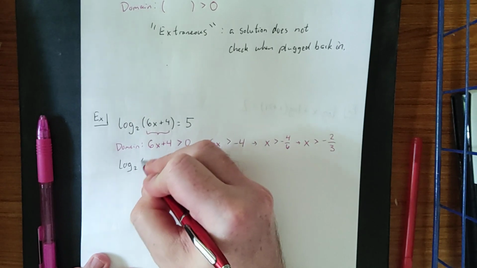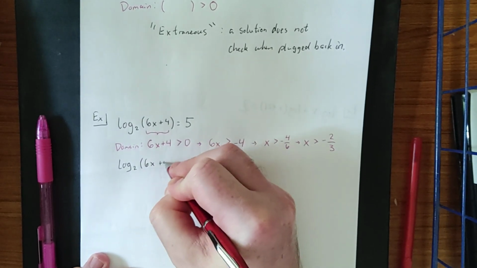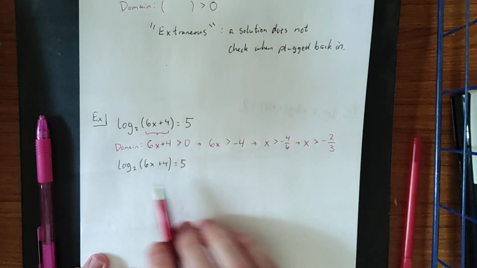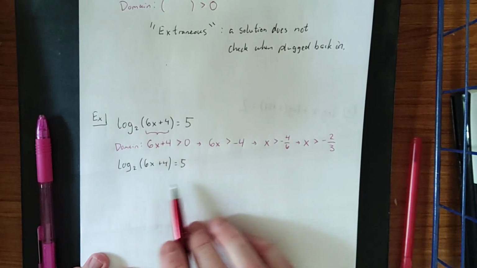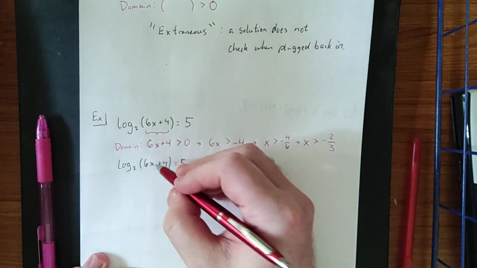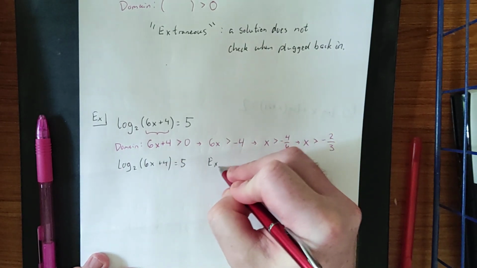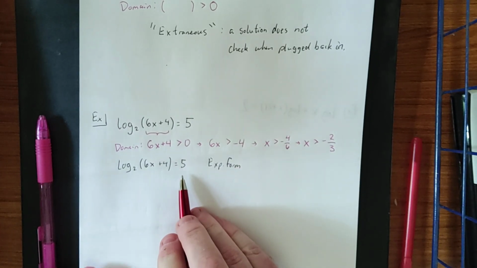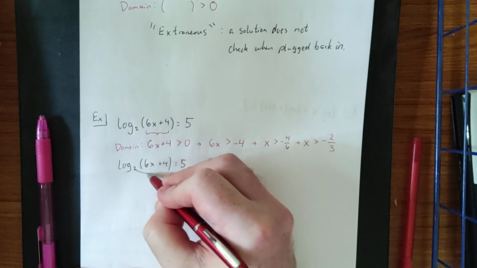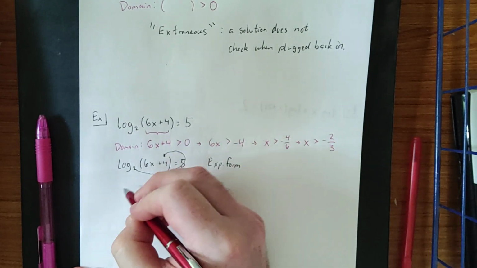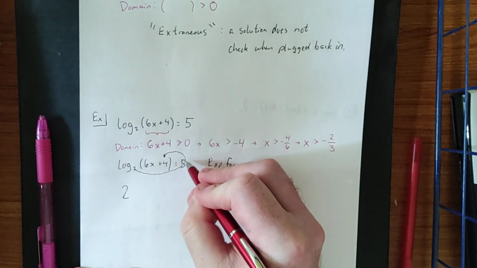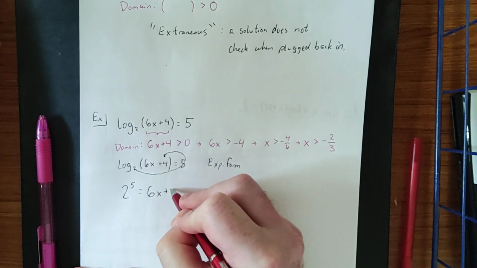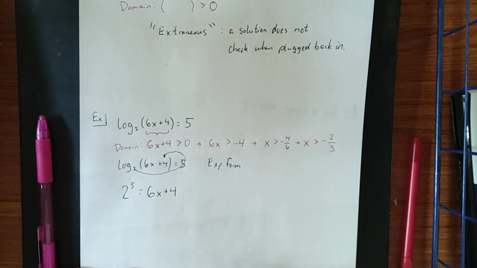Now, in its current form, we have the logarithm base 2 of 6x plus 4 is equal to 5. Because we have a single logarithm is equal to a single number, I believe the best approach for this problem is going to be to convert to exponential form. Anytime you have a single logarithm is equal to a single number, converting into exponential form is going to be the way to go. So we'll say the base of 2 raised to the power of the other side, 2 to the 5th power, is equal to the argument of the logarithm, 6x plus 4.